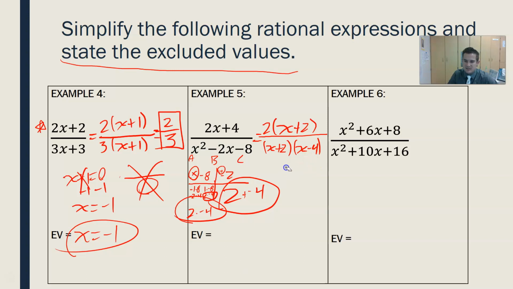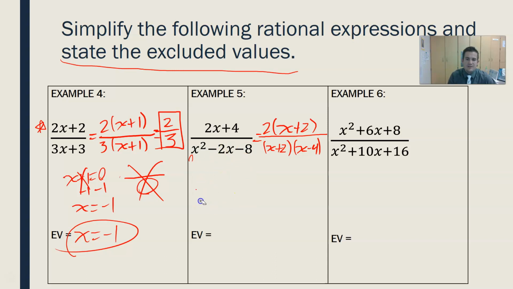Anything divided by 1 is itself. So those are my factors. 2 times x plus 2 divided by x plus 2 times x minus 4. Let me erase this. Now, are there any factors that are in common on the top and on the bottom?